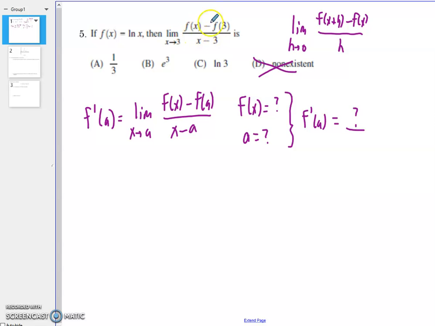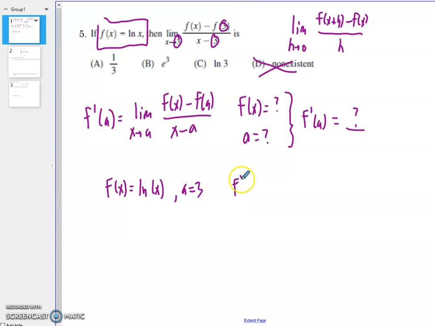And usually you have to decipher what f of x is. Like you got to be like, oh, what is f of 3? But this time they just tell you. F of x is this function. They just give it to you. F of x is the natural log of x. And the a you have to suss out from this thing, but it's right here, and it's right here, and it's right here. There's 3. So you can take the derivative of ln of x, which is 1 over x. And then you plug in 3 for x, and you get 1 over 3. And that's this entire problem.